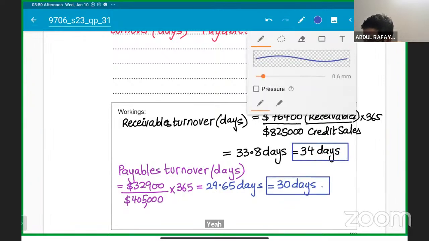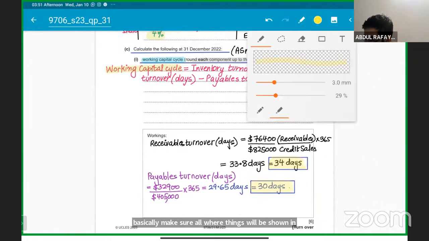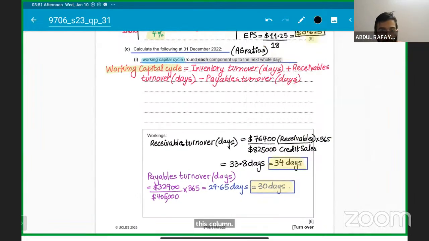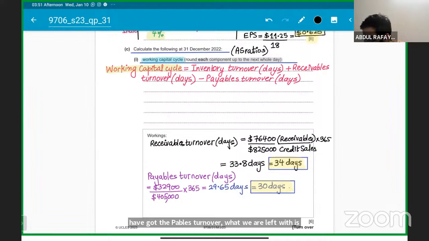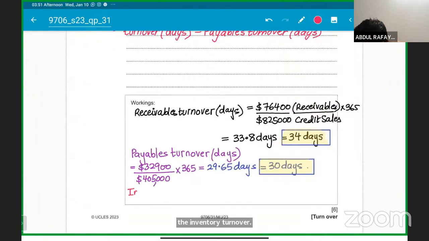And the last one that we have to find is, make sure all workings will be shown in this column. Okay, all workings to be shown in this column. Once you have got the payables turnover, what we are left with is the inventory turnover. Okay, everyone there with me? So let's do it, inventory turnover as well. So what is the formula for inventory turnover?